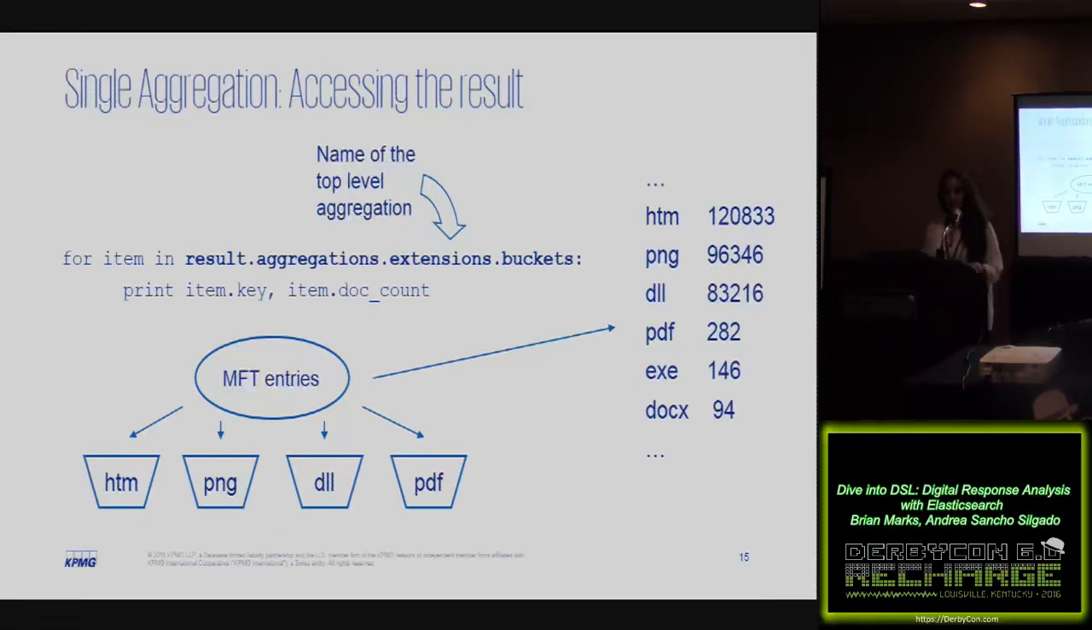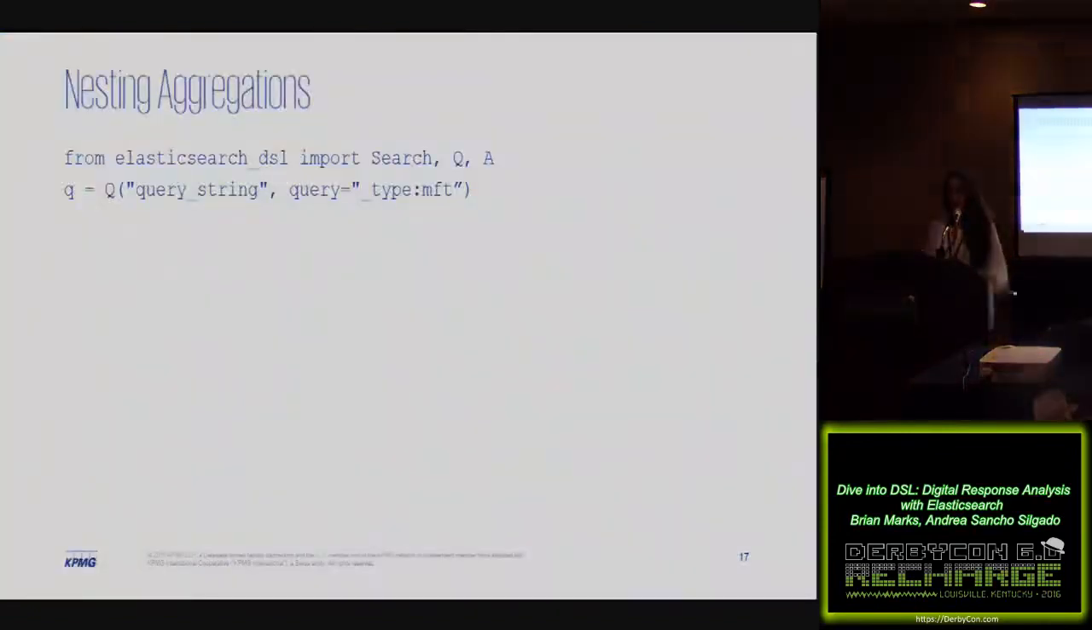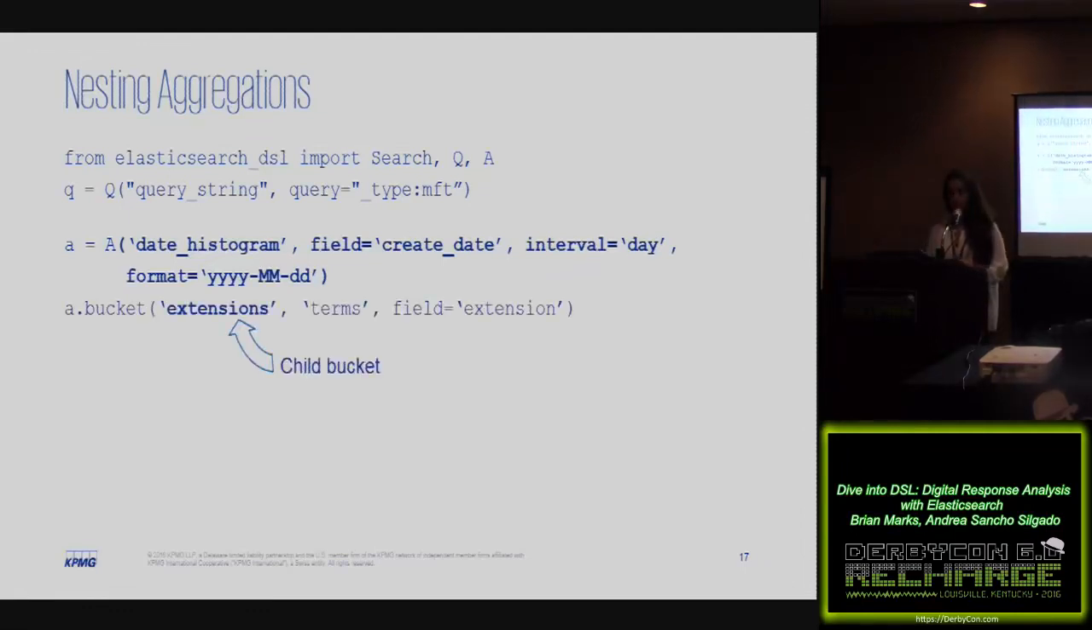Let's nest an aggregation and answer a more complicated question. How many files are created on a daily basis on a file system? So now we have, again, the query with all the MFTs. And now we're going to have an aggregation of type date histogram. Instead of the terms one, our parent aggregation is going to be a date histogram based on the creation date of that MFT entry. And after that, we create a child on that parent aggregation, and that is going to be a terms aggregation based on the file extension on the MFT entry.